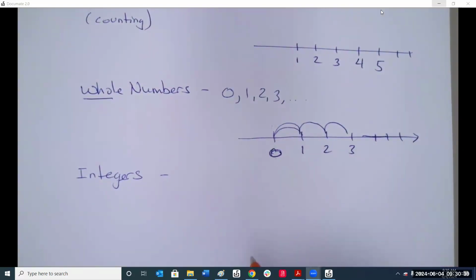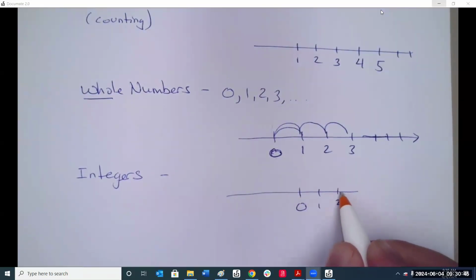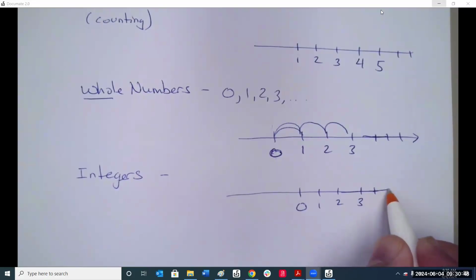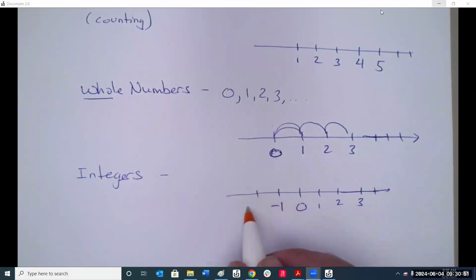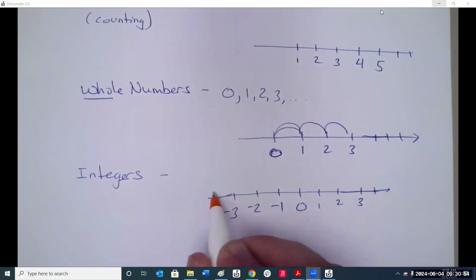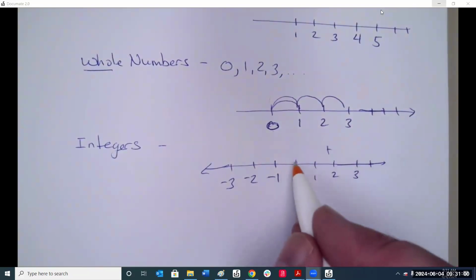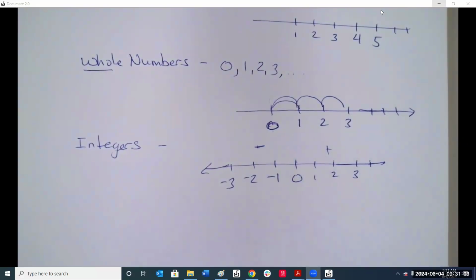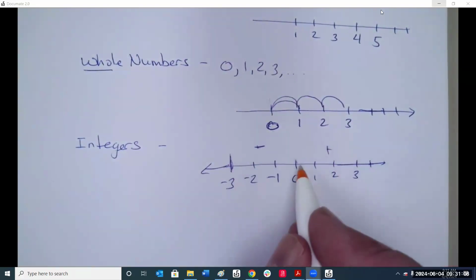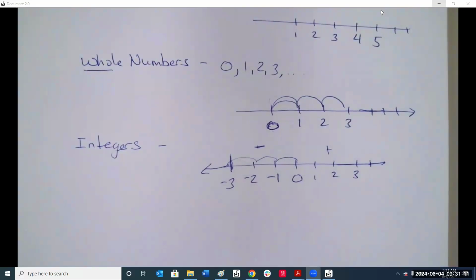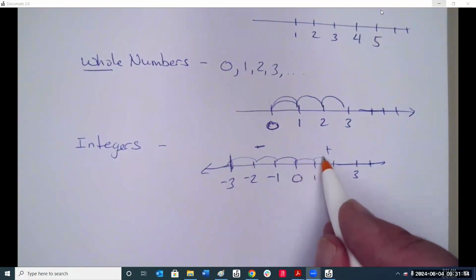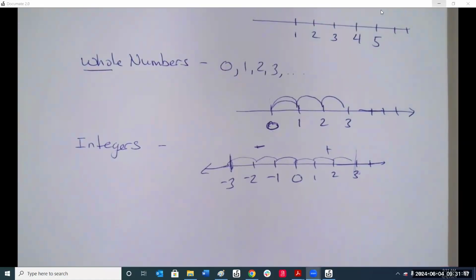Do we always have to go to the right? No. Integers allow us to go both directions. If you go to the right, we call that positive. If we go to the left, we call that negative. The distances are still the same. -3 is still 3 units or 3 steps away from 0. +3 is 3 steps to the right. So positive and negative are simply directions.